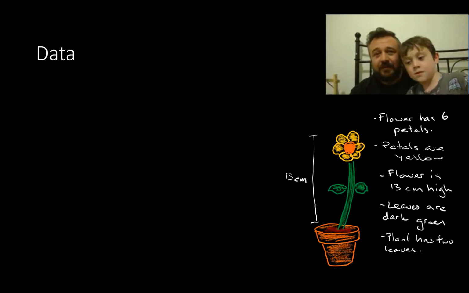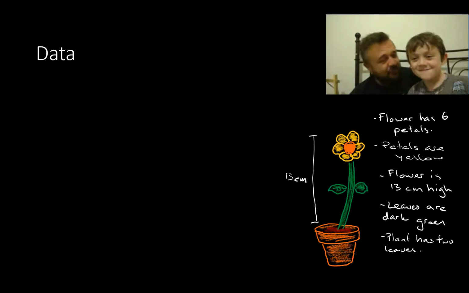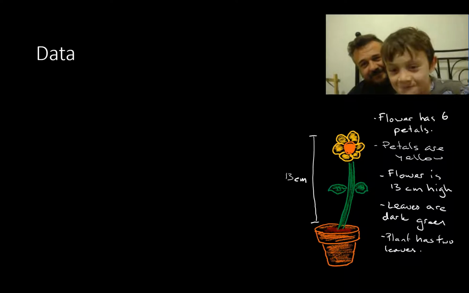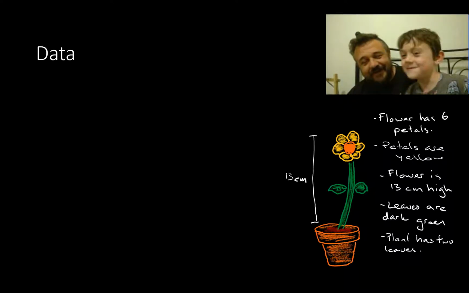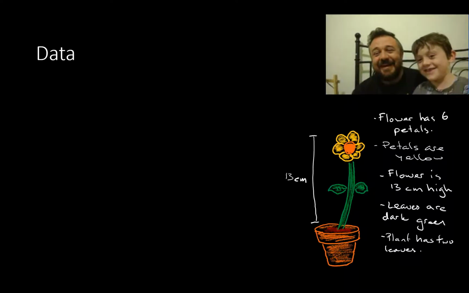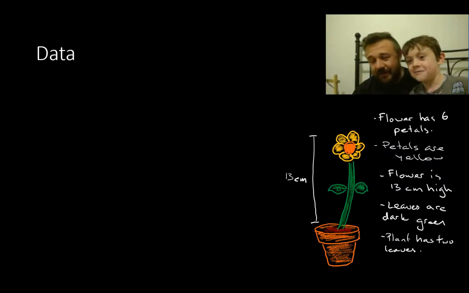All right. So, data. What's on the screen? A flower. Okay, so this flower, we can tell lots of things about it. We have lots of data about the flower. For example, it has 6 petals. The petals are yellow. The flower is 13 centimeters high. Its leaves are dark green, and the plant has 2 leaves.